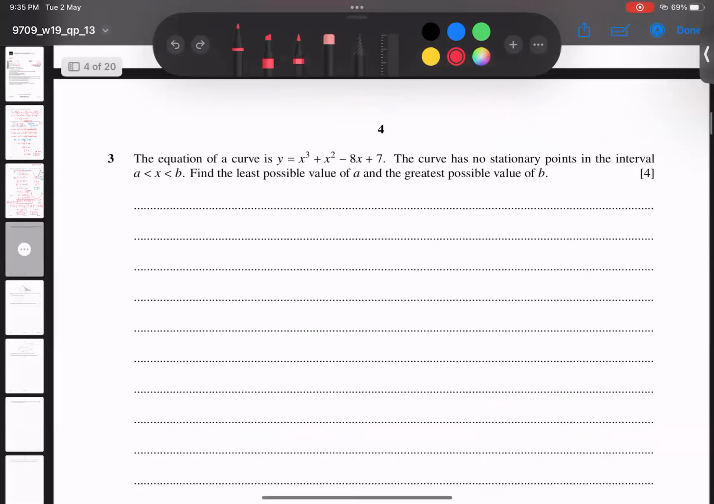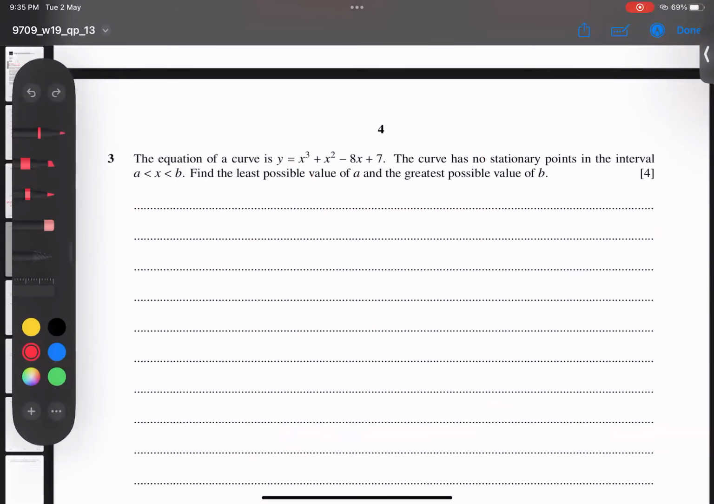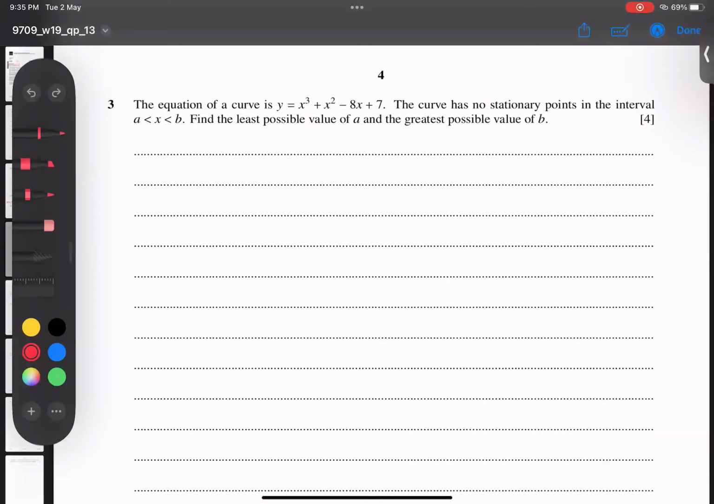So let's go for the next question, students. The curve equation is given here, and the curve has no stationary point. He said no stationary point. And stationary point, all of you know, students, so we always put the differentiation equal to 0. But he said no solution, so it means no answer.